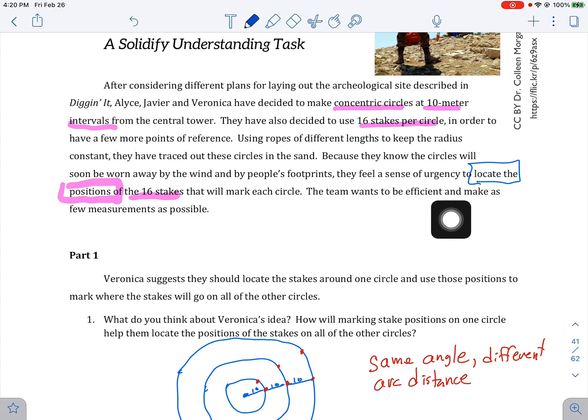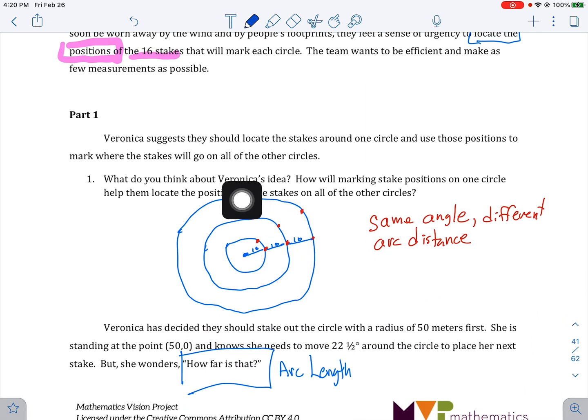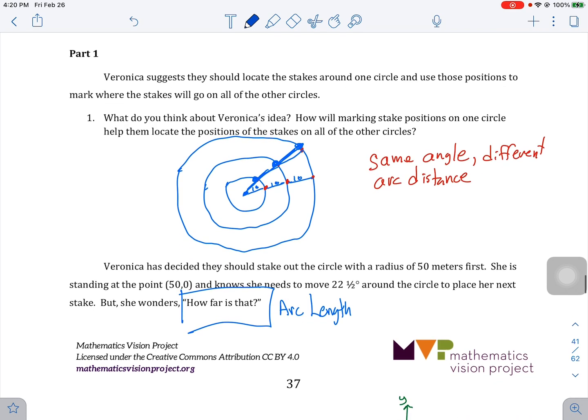And the idea is to try and locate the position of these stakes. And the idea Veronica had was to first set them up in the smaller circle, and then from there you can figure out where they'll be on the larger circle. And you can do that by just drawing a line out from the center that goes through that second stake, and the point where it intersects the next circle will be the third, and the point where it intersects the next will be the fourth. So in that way, because the angle is really the same, then you can figure out where those stakes would go.